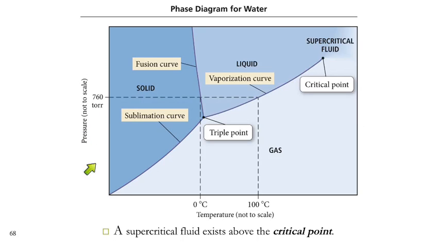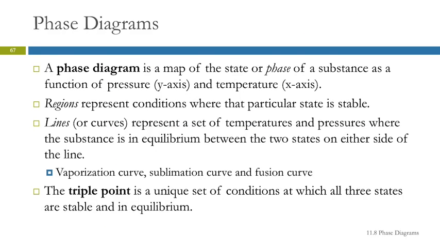So here's pressure and temperature. And there are some lines here that represent phase changes or state changes. And then there are regions that represent pressures and temperatures where the solid is stable. So we've got regions where that particular state is stable. We have lines or curves that represent a set of temperatures and pressures where there's an equilibrium between the two states, where you have the solid and the liquid present, or the liquid and the gas. And those are named for their state transitions.